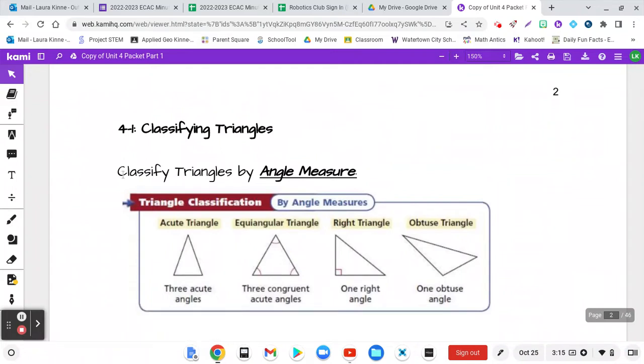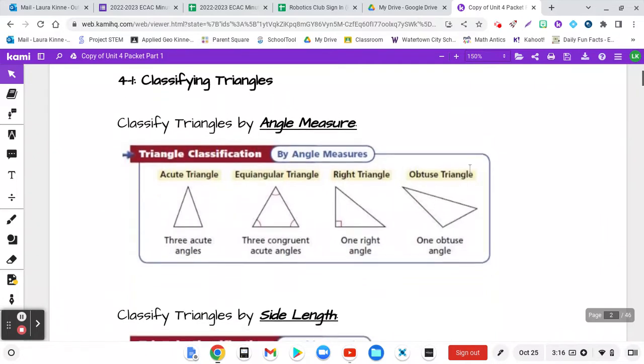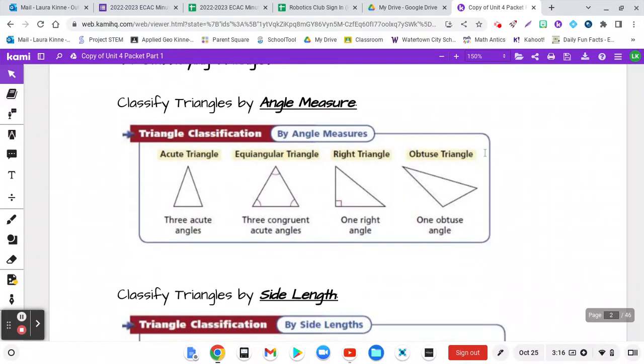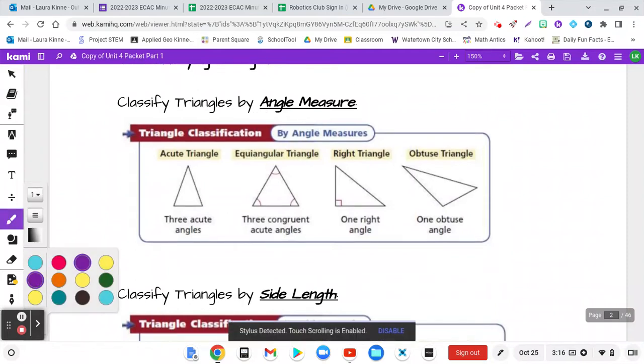Okay, so first of all, we're going to talk about classifying triangles. So we're on page 2 in the new packet. Again, make sure you're taking the notes down. I'm going to be checking. There's 2 ways to classify the triangles. You can classify by the angle measure. So you look at the angle sizes.